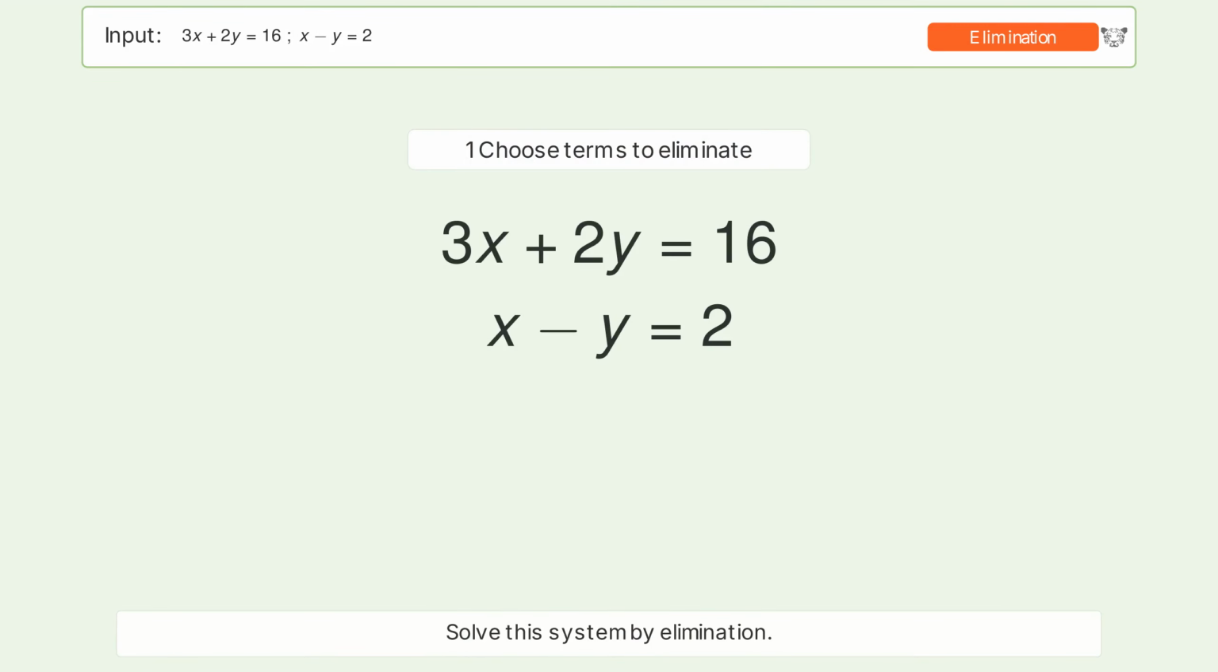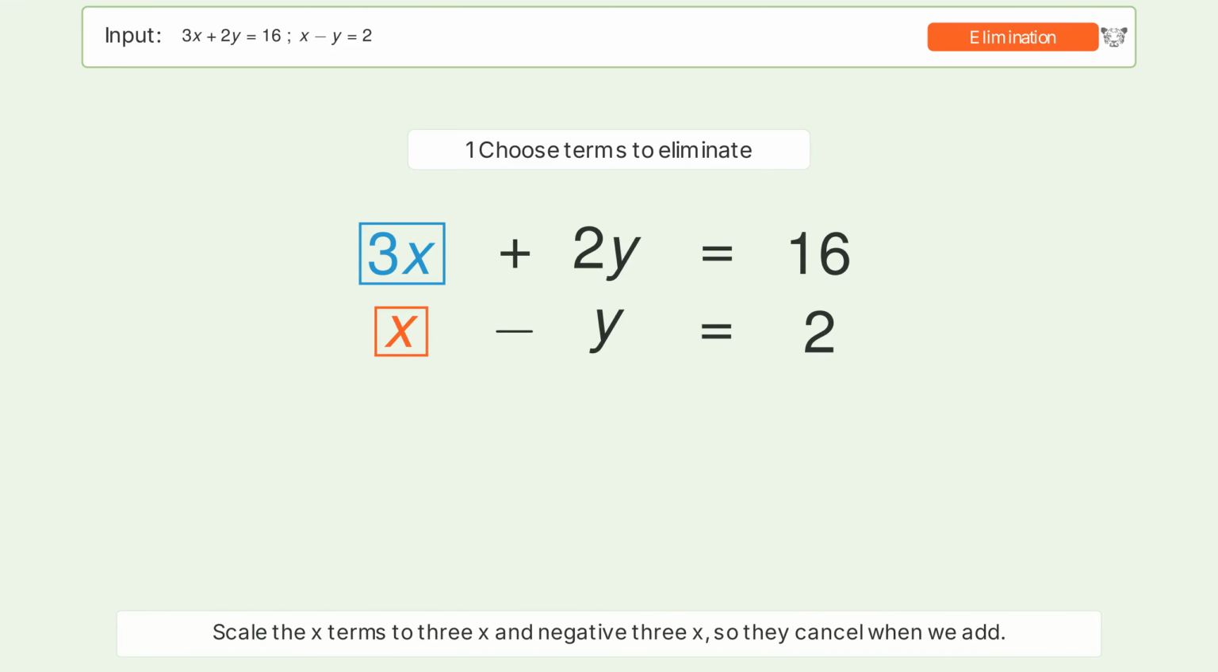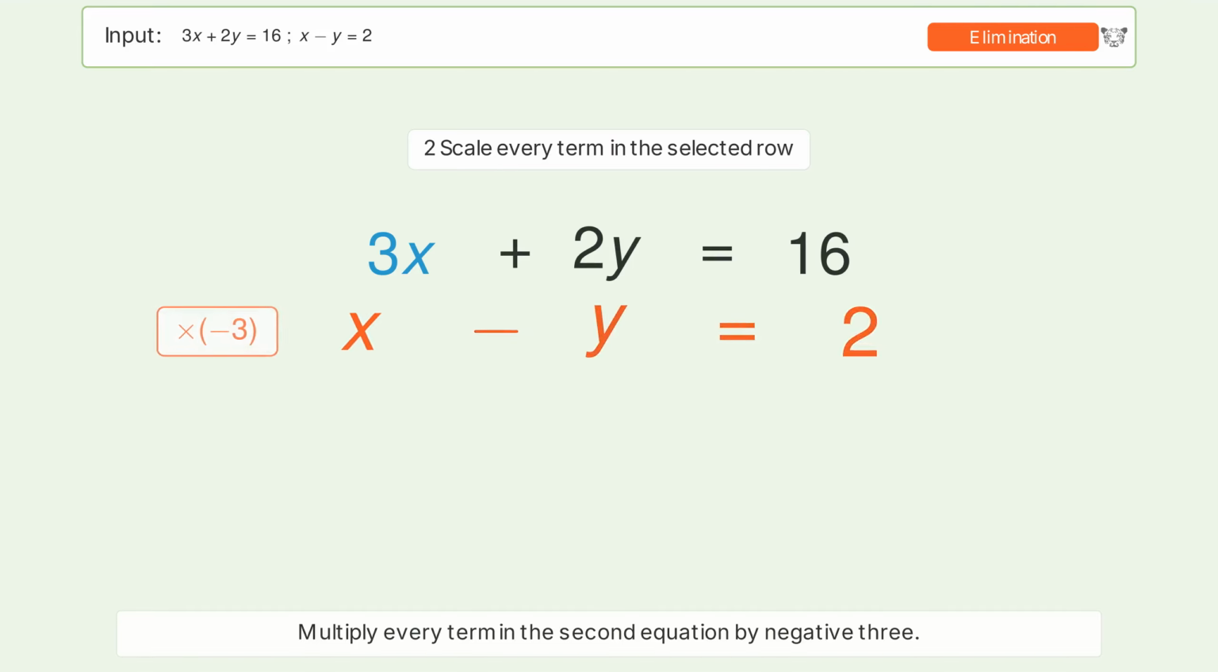Solve this system by elimination. Scale the x terms to 3x and negative 3x, so they cancel when we add. Multiply every term in the second equation by negative 3.